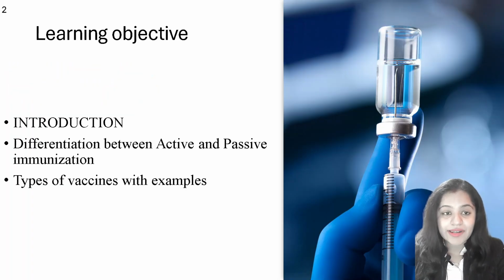Okay, now let's see the learning objective for today's lecture. First, we have the introduction. Then we have the difference between active and passive immunization. Then types of vaccines with example.